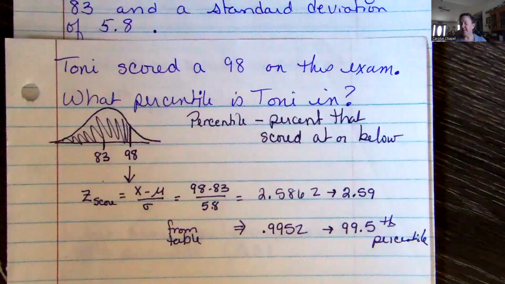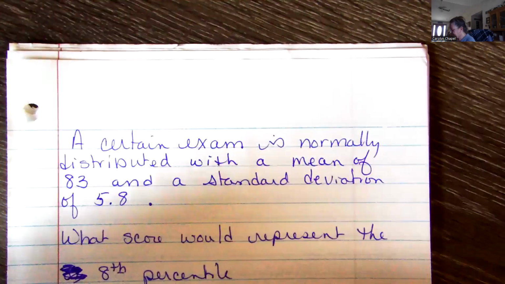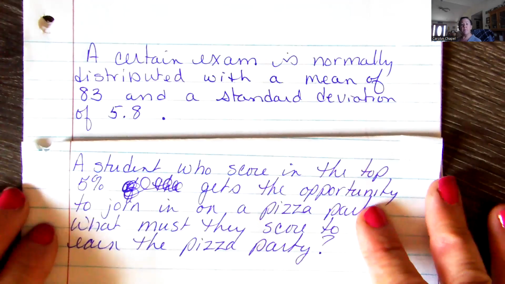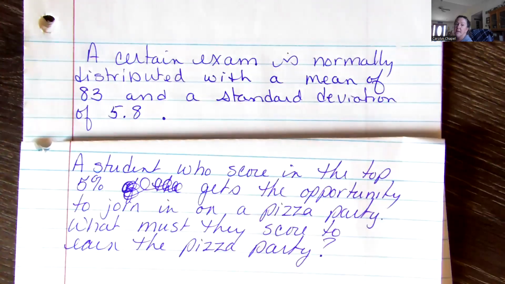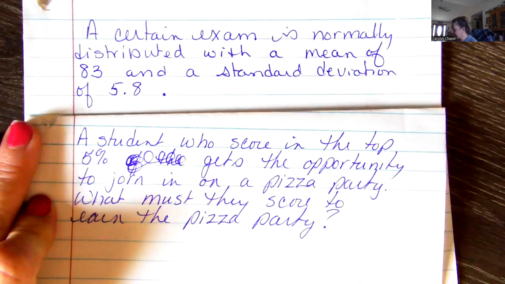I'm going to use the same test piece, but we're going to do a different question on this. So we still have that same test. We had that certain exam normally distributed with a mean of 83, standard deviation of 5.8. And here's the next piece of this question.